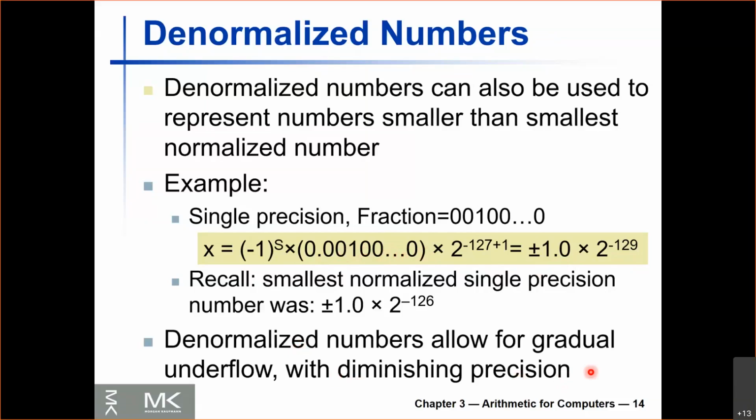Okay, so to summarize, if we set the exponent to be all zeros, then we're going to interpret our significand as being 0 point the fraction bits as opposed to 1 point the fraction bits. The benefit of that is that we can represent 0 and we can represent even smaller numbers, but with diminishing precision. Okay, any questions about denormalized numbers?